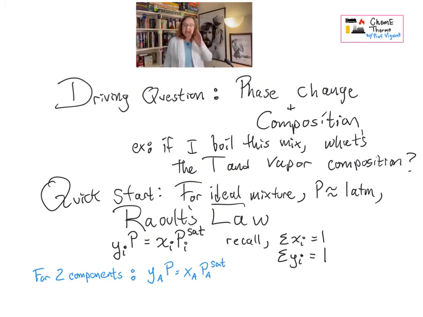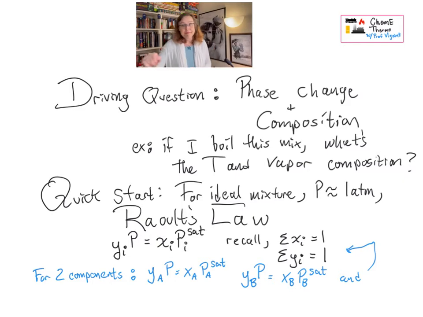Y times P equals X times P star for substance A. Then you write it again for substance B. So you have to write it both times. And then you write whichever is the most appropriate version of the sum of the mole fractions equals 1.